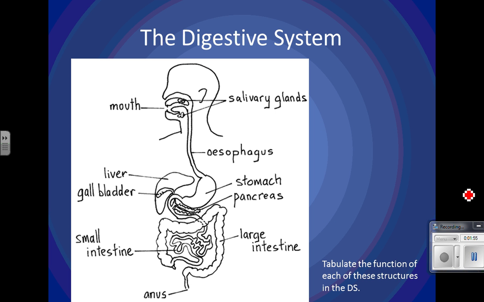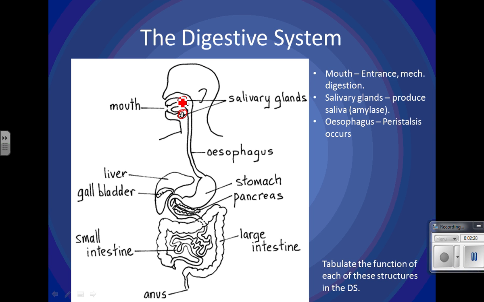All right. Now, a quick little note here. One, you need to be able to draw and label this. It would probably help if you can tabulate the functions of each of these structures in the digestive system. So we'll start off at the top end. The mouth is the entrance, and that's where mechanical digestion occurs. Then you have the salivary glands. These produce saliva, and they are here, and that's where amylase is made, which we'll talk about more in a second.